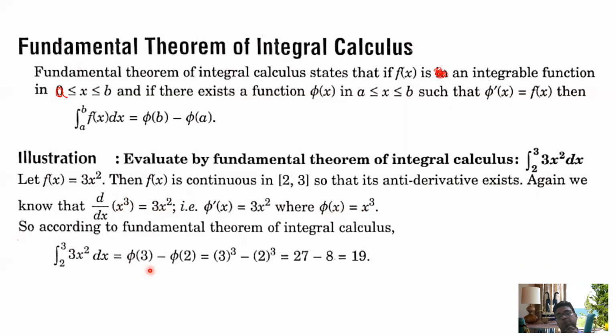So according to the fundamental theorem of integral calculus, we have the integral from 2 to 3 of 3x² dx is equal to φ(b) minus φ(a). What is φ(x)? φ(x) is equal to x³. So that means b³ minus a³, that is 3³ minus 2³, equals 27 minus 8, which is equal to 19.